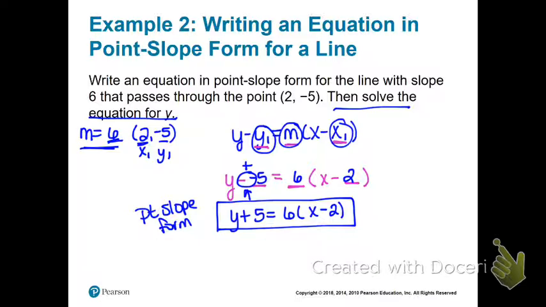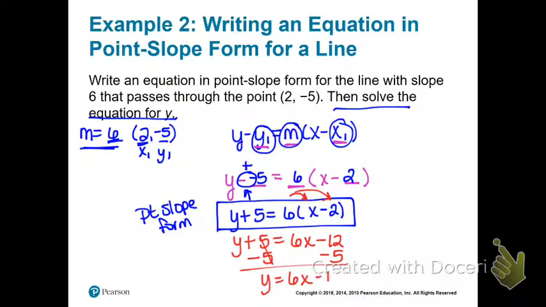So now let's go ahead and solve for y. So I'm going to distribute the 6. So we got y plus 5 equals 6x minus 12, and then move the 5 over because it doesn't have an x, it's got to go with the 12, and so we get y equals 6x minus 17. Okay, and they haven't called it yet, it's coming up on the next slide, but remember this is your slope intercept form.